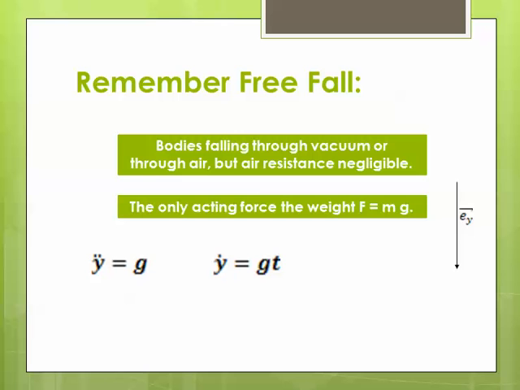Now what we may notice here is that the choice of our coordinate system is such that the y-axis points downwards. So here's the y-axis, it points downwards in the same direction as the body falls. Here is the unit vector Ey pointing in the positive y direction. So this is why here the acceleration is positive and also the velocity is positive, because the velocity points in the same direction as the y-axis.